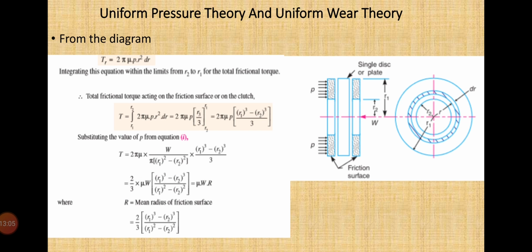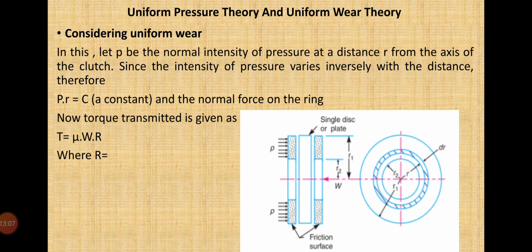And the second one is uniform wear theory. It is very, very important. According to this theory, it is assumed that the wear is uniformly distributed over the entire surface area of the friction disk. According to this theory, it can also be explained as the pressure being inversely proportional to the radius of the disk. That means pressure is maximum at the inner diameter and pressure is minimum at the outer diameter, according to uniform wear theory.